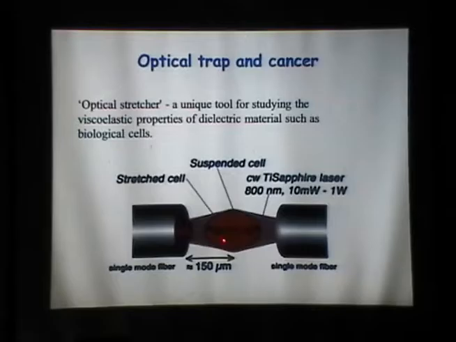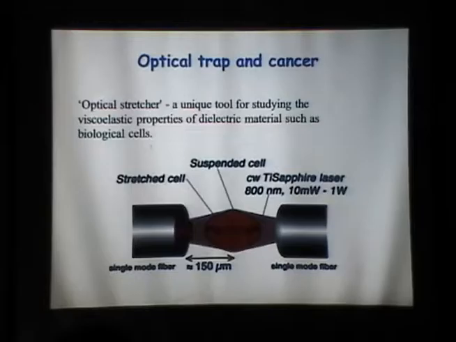What has been done with it is that you can unbalance the forces in the trap, and therefore if you have an elastic object in the trap, which the blood cell is, then you can stretch it. When you stretch it, you measure the forces and you can establish the elasticity of the cell. The idea was that if the red blood cell is coming from a patient with cancer, then the elasticity of that cell is very different to the non-cancer cell.